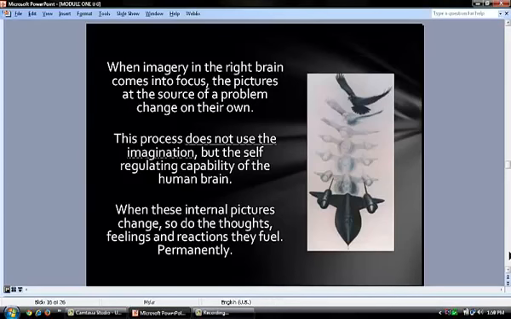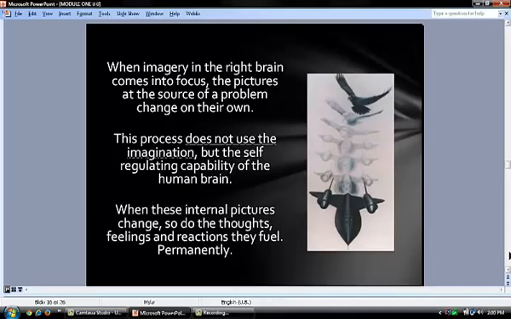And when a metaphor has the opportunity to change on its own, so too do the reactions, thoughts, and feelings that stem from the metaphor. Change the root, change the reaction. In other words, change the root, which is the metaphor, change the surface, which is the thought, feeling, or reaction.